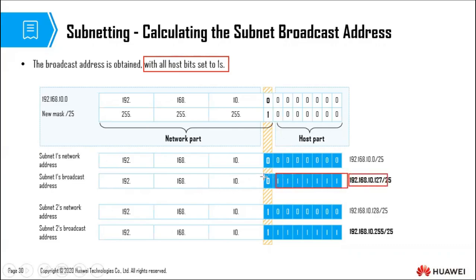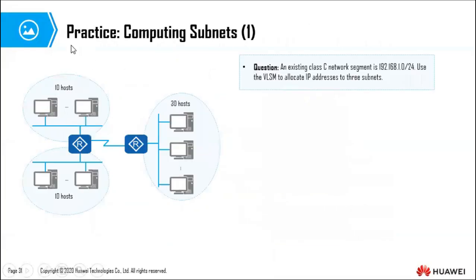If we change this whole thing, we'll get 127. Then for the second subnet, this bit will be set to 1, then we change all the others to 1, then we get 255. So for the first subnet, this bit is going to be 0. For the second subnet, it's going to be 1.